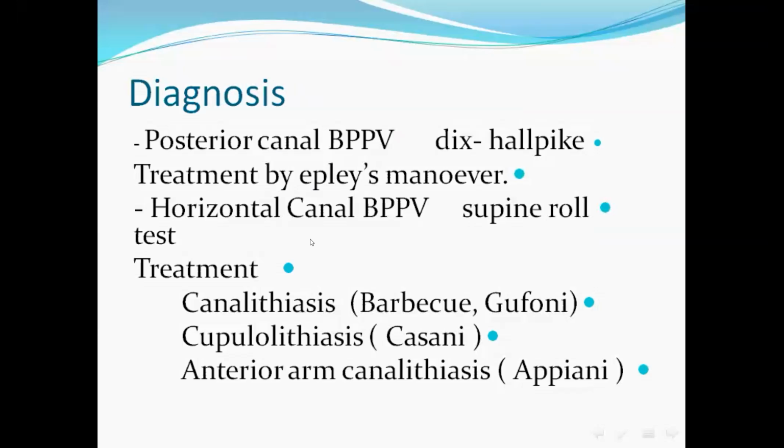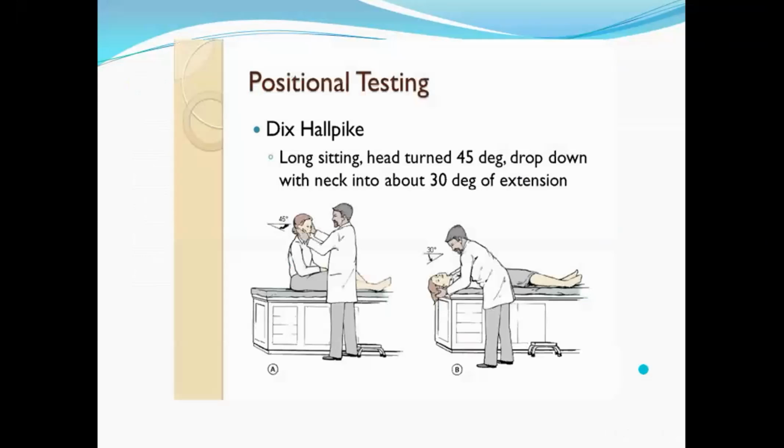For horizontal canal BPV, we diagnose it by the supine roll test, and here we can also see typical types of nystagmus, according to which we can treat the BPV based on the type. If it was canalithiasis, we treat it by the barbecue maneuver or the Gufoni maneuver. If it was cupulolithiasis, we do the Kazani maneuver. In anterior canal canalithiasis, we do the Appiani maneuver.